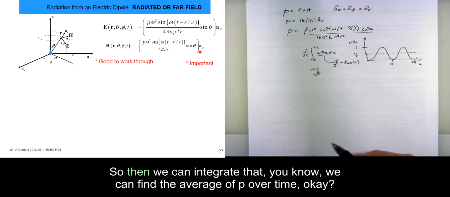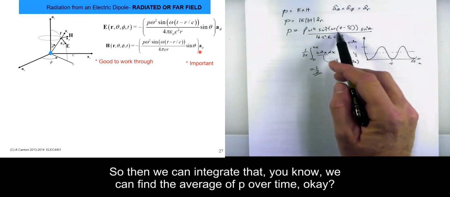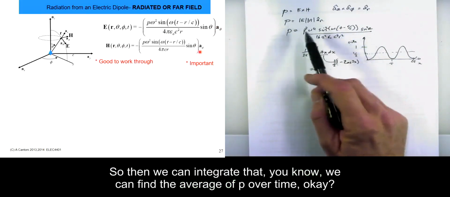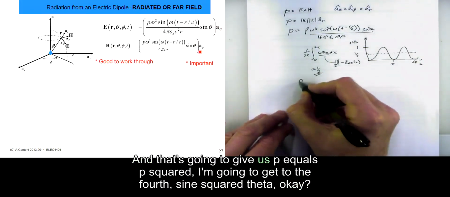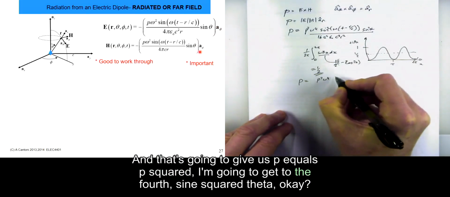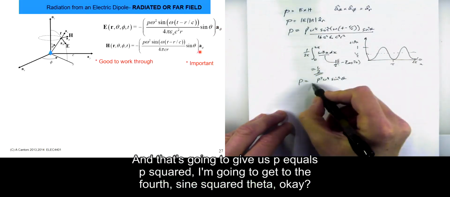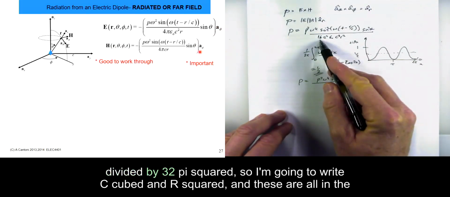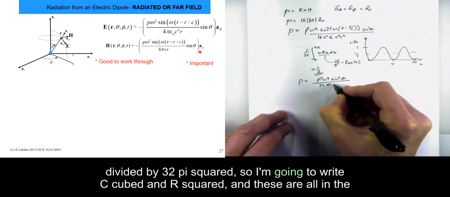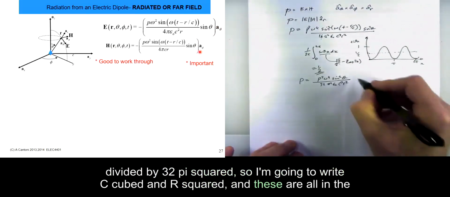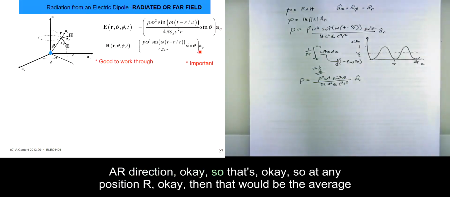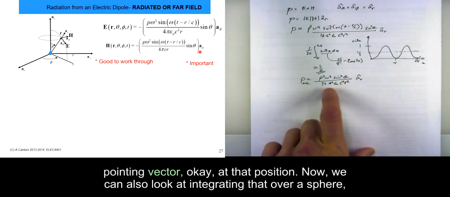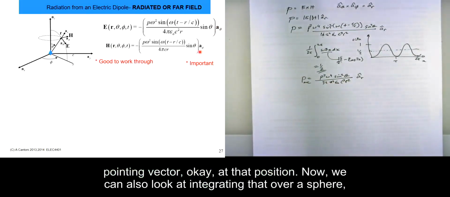Then we can find the average of P over time, and that's going to give us P equals P squared omega to the fourth sine squared theta, divided by 32 pi squared epsilon naught c cubed on R squared. These are all in the AR direction. So that's P av. At any position R, that would be the average Poynting vector at that position.